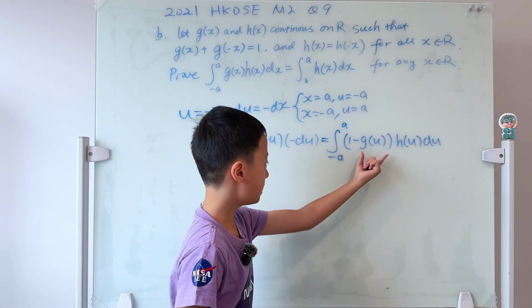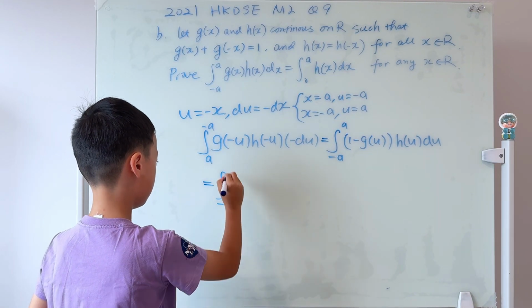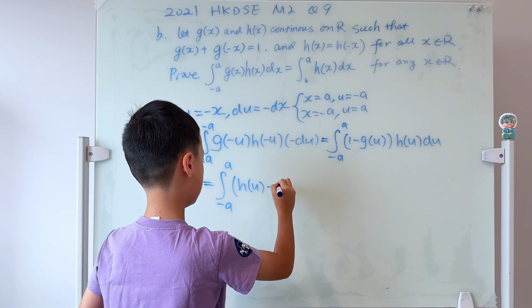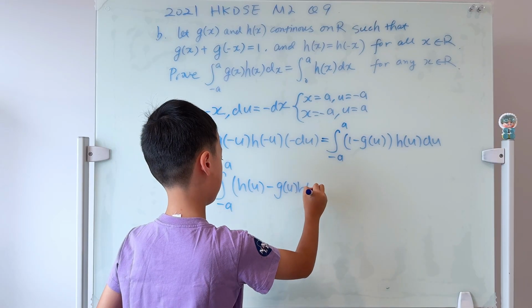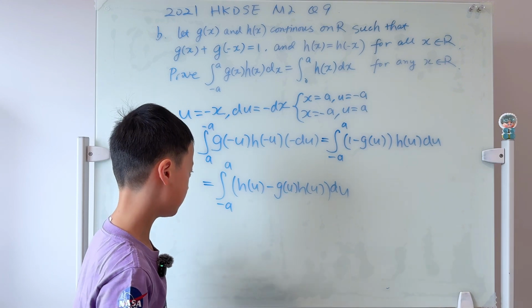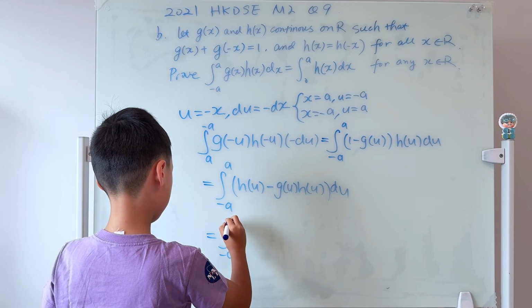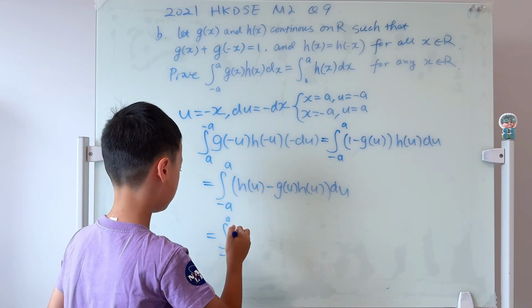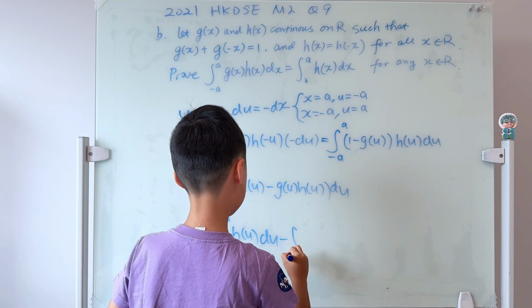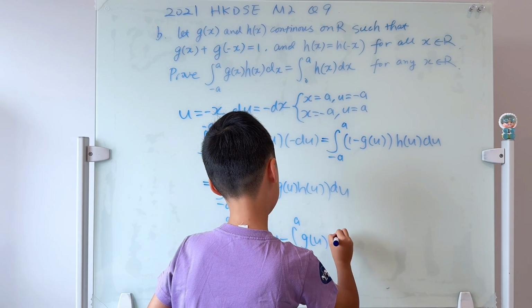From here we can open the brackets to get the integral from negative a to a of h(u) minus g(u) times h(u) du. From here we can just separate the integral. The first integral is from negative a to a of just h(u) du, minus the second integral from negative a to a of g(u) h(u) du.